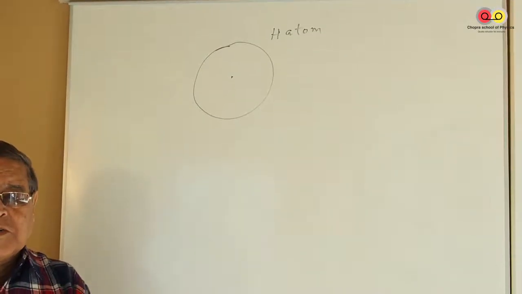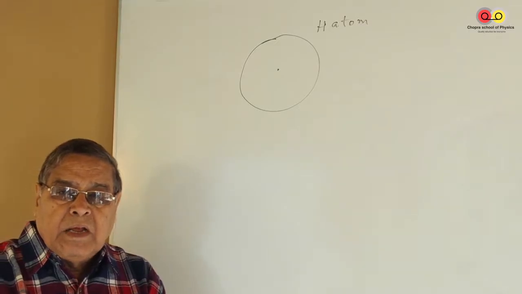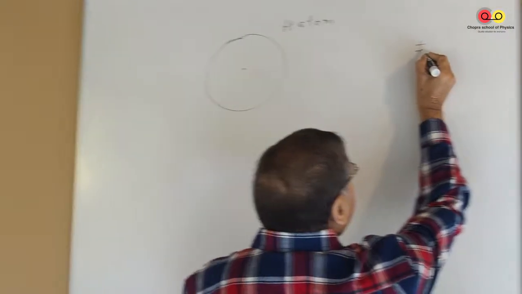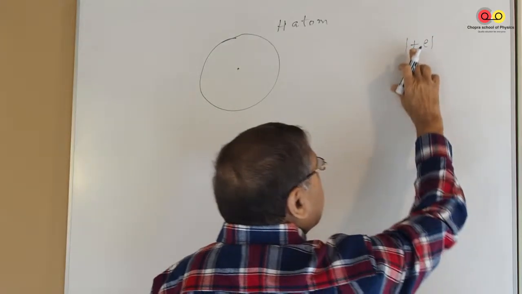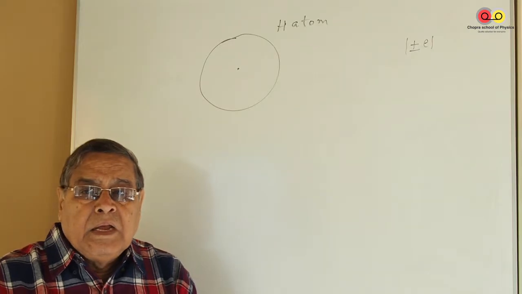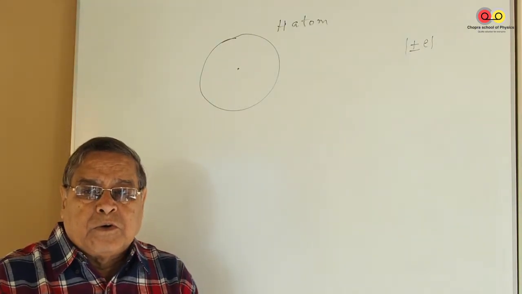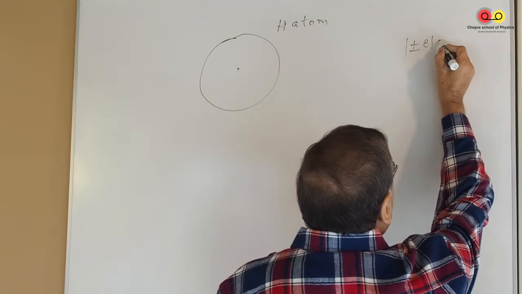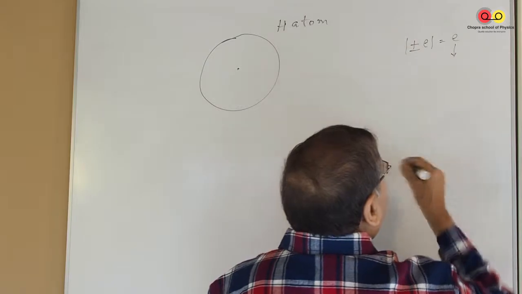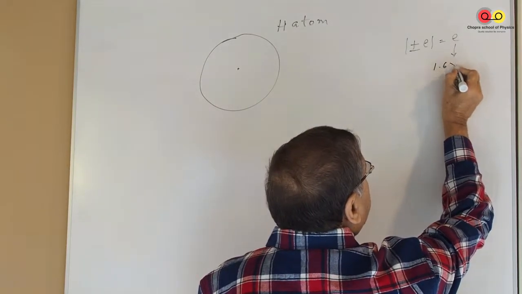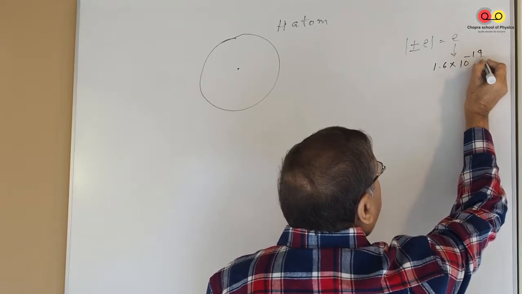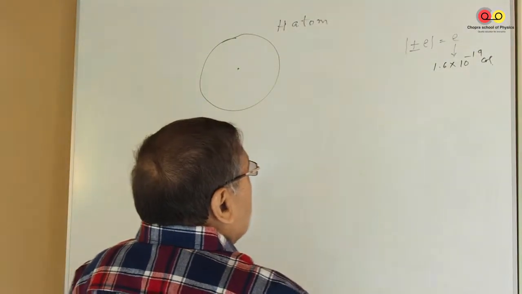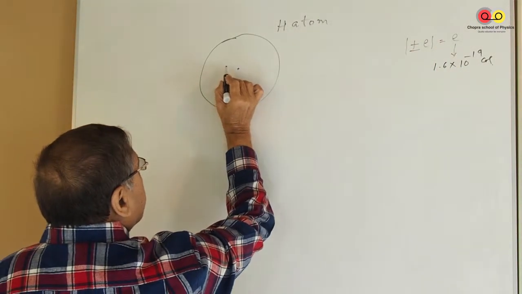As I have explained to you earlier also, the charge of proton is same as that of electron. And the charge of proton or electron can be indicated by plus minus E modulus. When we write plus E, that indicates proton, and when we write minus E, that indicates electron. However, the nucleus is made up of proton, so the magnitude of proton charge is E, and its numerical value is 1.6 × 10^-19 coulombs. So this is the charge. So central charge is +E.